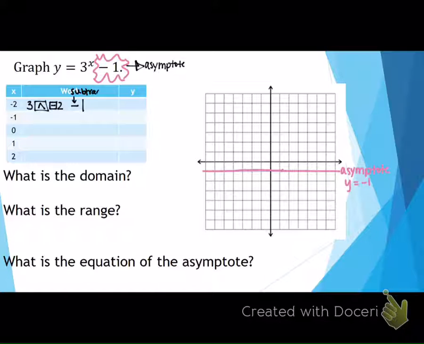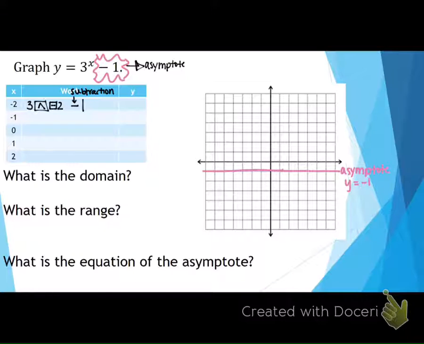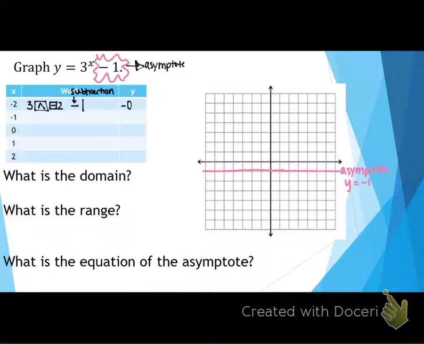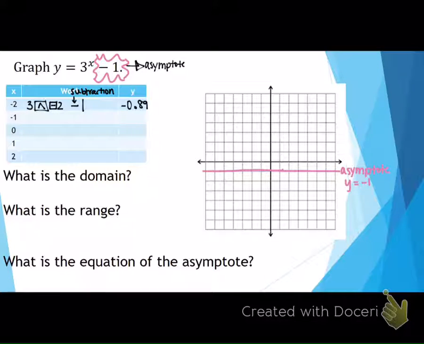I got a weird number. So that'd be 1/9 minus 1. That's -0.89. If you get that, you're good. If you didn't get that, let me know, and then I will help you from there.